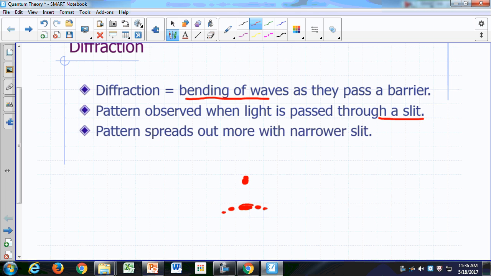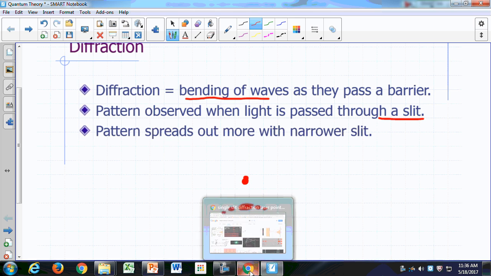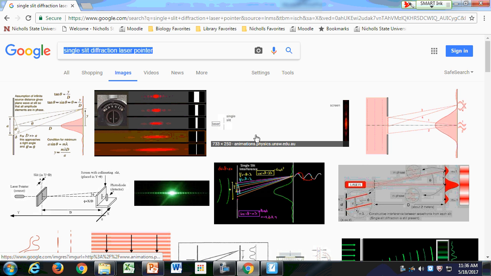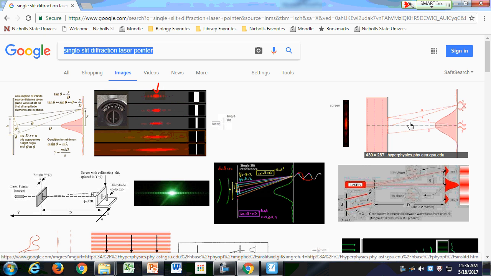I'm not drawing it as well as I could, so let me go to Google. Let's do a Google search for single slit diffraction so you can see what it looks like. If I search for single slit diffraction with a laser pointer, here are some images you might find. This is really neat right here. Here is the main spot, and there are two spots on the side. Two bright spots, and in between those spots you have dark areas. That is what we call the diffraction pattern.